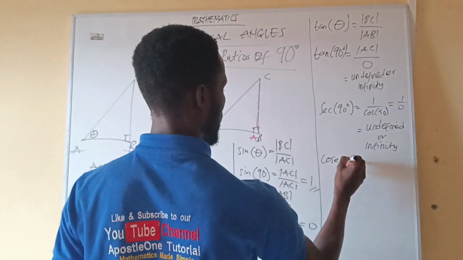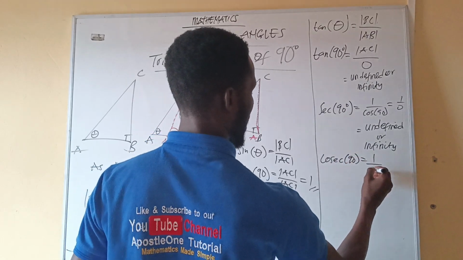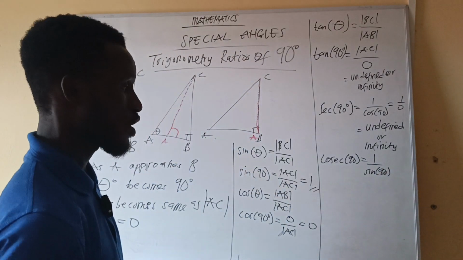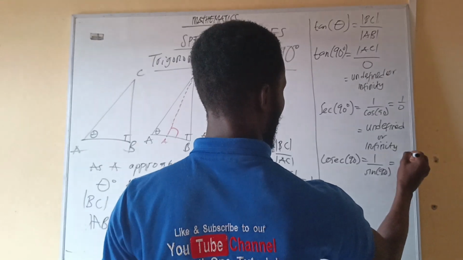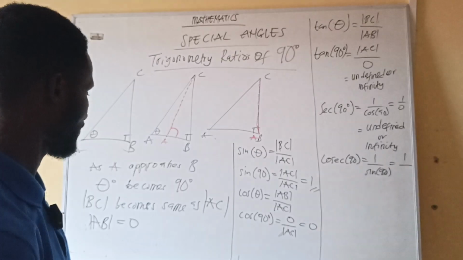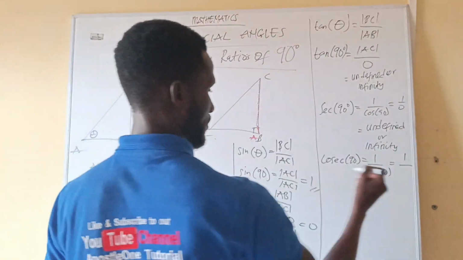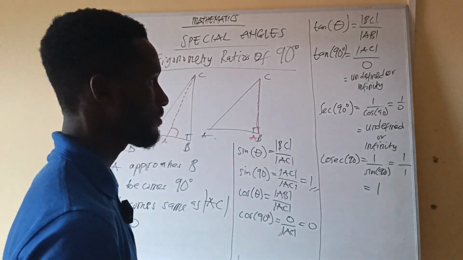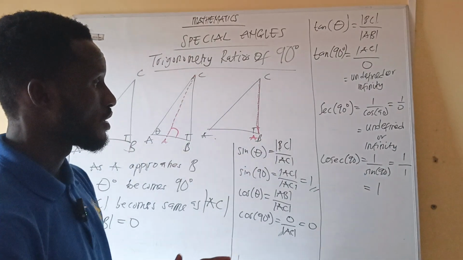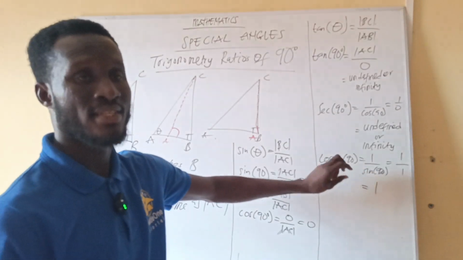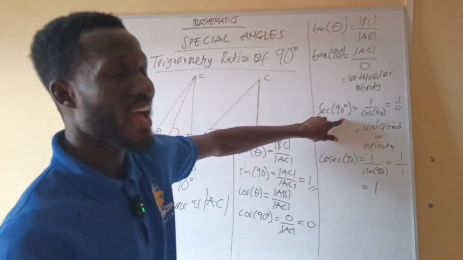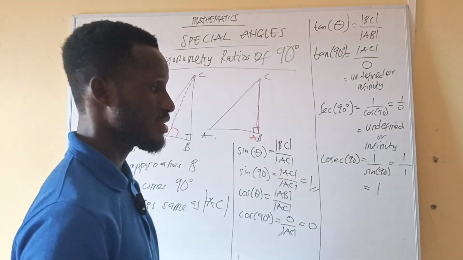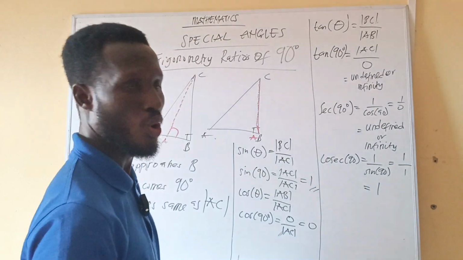Now let's move on to cosec 90 degrees, which is 1 over sin 90. So we're going to have 1 over, now what is sin 90? Sin 90 is 1. So cosec 90 will also give us 1. Go and check the previous video to know that cosec 90 is the same as sec 0, and sec 90 is the same as cosec 0. They are complementary angles. So cosec 90 is equal to 1.